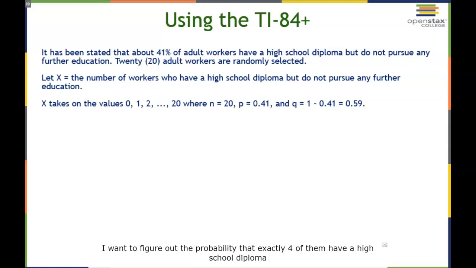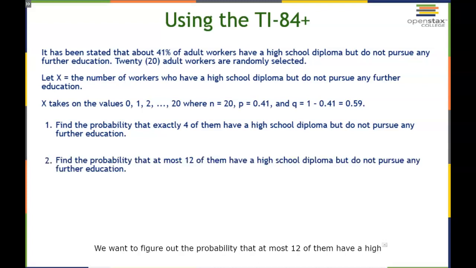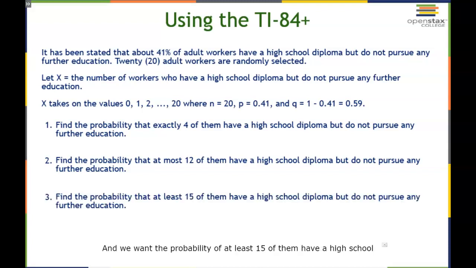Now, we want to figure out the probability that exactly 4 of them have a high school diploma, but do not pursue their education any further. We want to figure out the probability that at most 12 of them have a high school diploma, but do not pursue any further education. And 3, we want the probability that at least 15 of them have a high school diploma, but do not pursue any further education. So if it's exactly 4, we're going to use P of X equals 4.